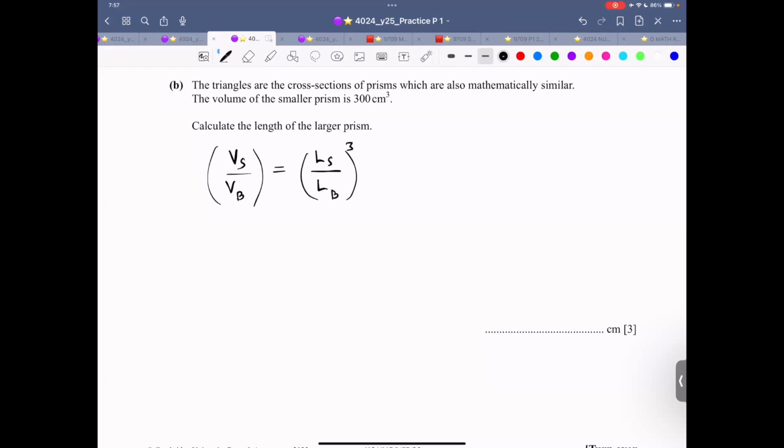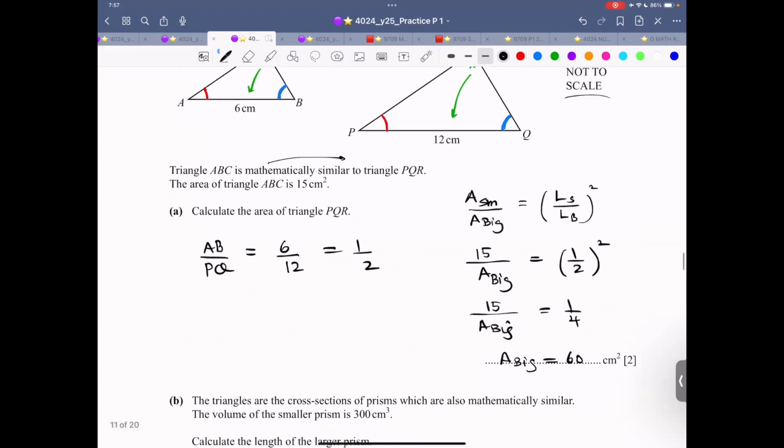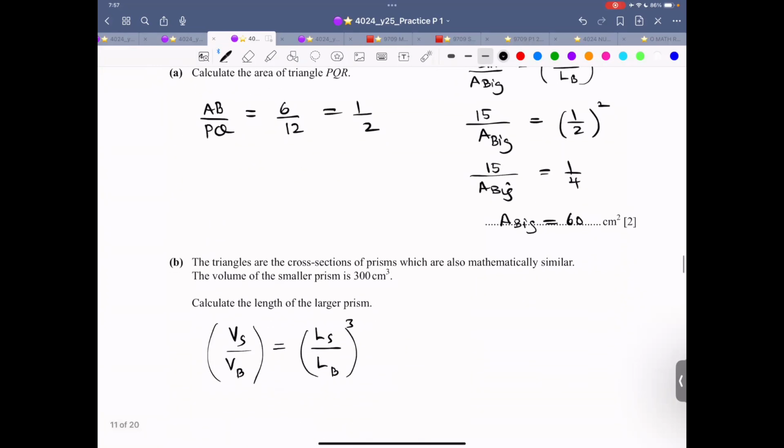So now we have the volume of smaller prism. Now that is 300 centimeter cube. Calculate the length of the larger prism. Now we have this thing, that is the ratio of areas. And we are also looking at this cross section of prism, which are also mathematically similar.